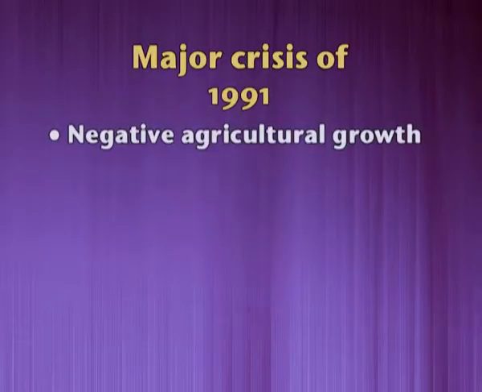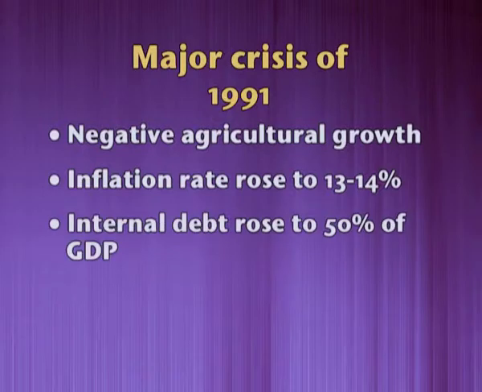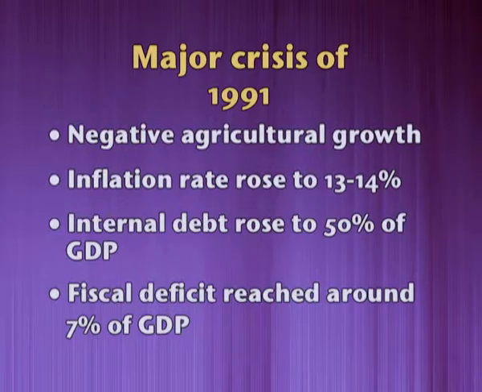And students, in the year 1991, there were many forces which were forcing the country to introduce a new industrial policy so as to remove all the negativity in our Indian economy. The very first thing which forced the government was negative agricultural growth. The second one was that the inflation rate rose to 13 to 14%. Internal debt rose to 50% of GDP. Fiscal deficit reached around 7% of GDP.